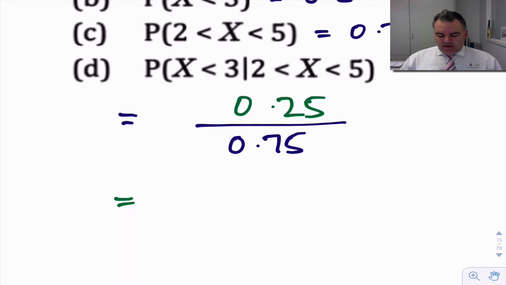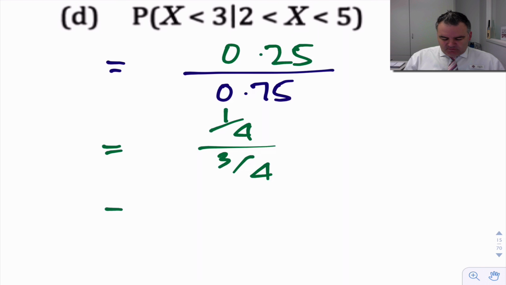So we've got 0.25 over 0.75, or you could just say this is 1/4 divided by 3/4. It's always good to know your fractions. So that is just 1/3.